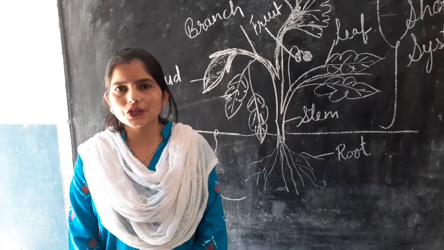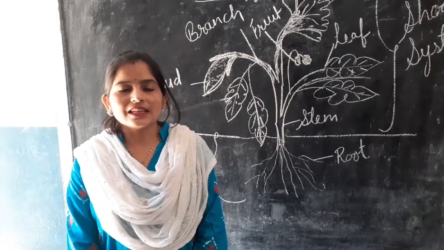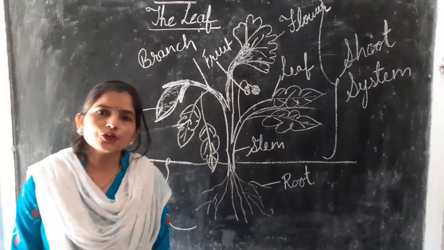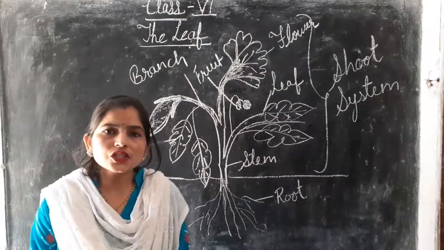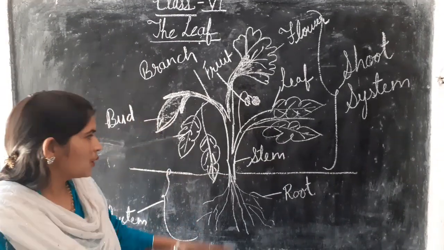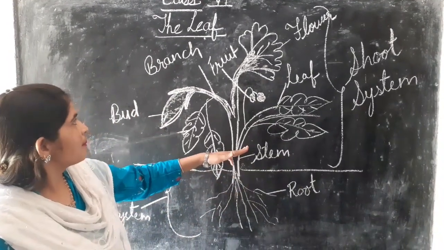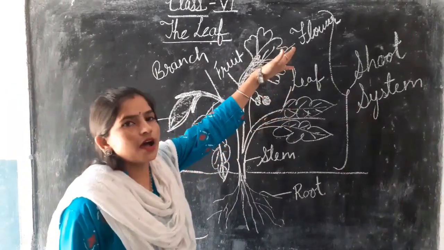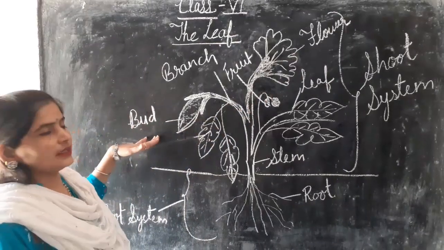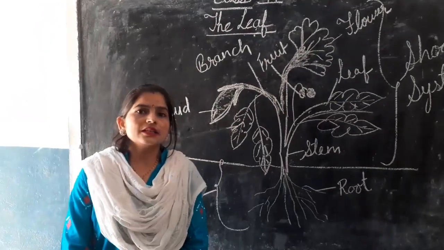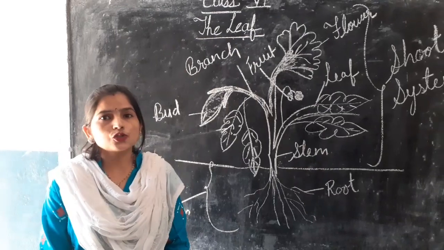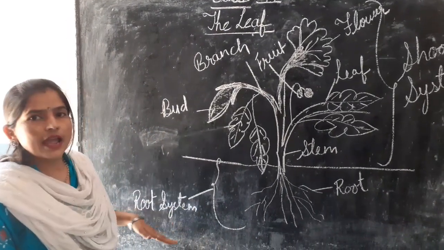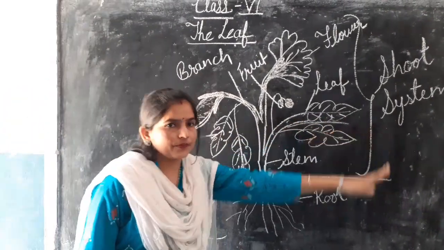Today I am going to teach you the leaf, lesson 1 of class 6. As you know children, the main parts of a plant are root, stem, branch, leaf, flower and bud. But the plant has two main systems, which are root system and shoot system.